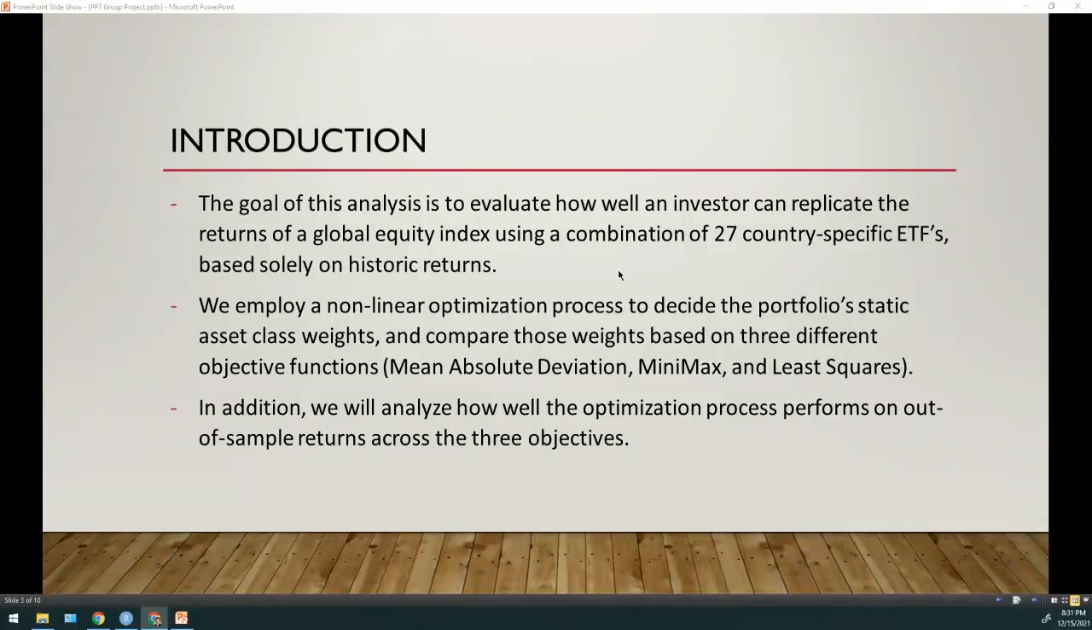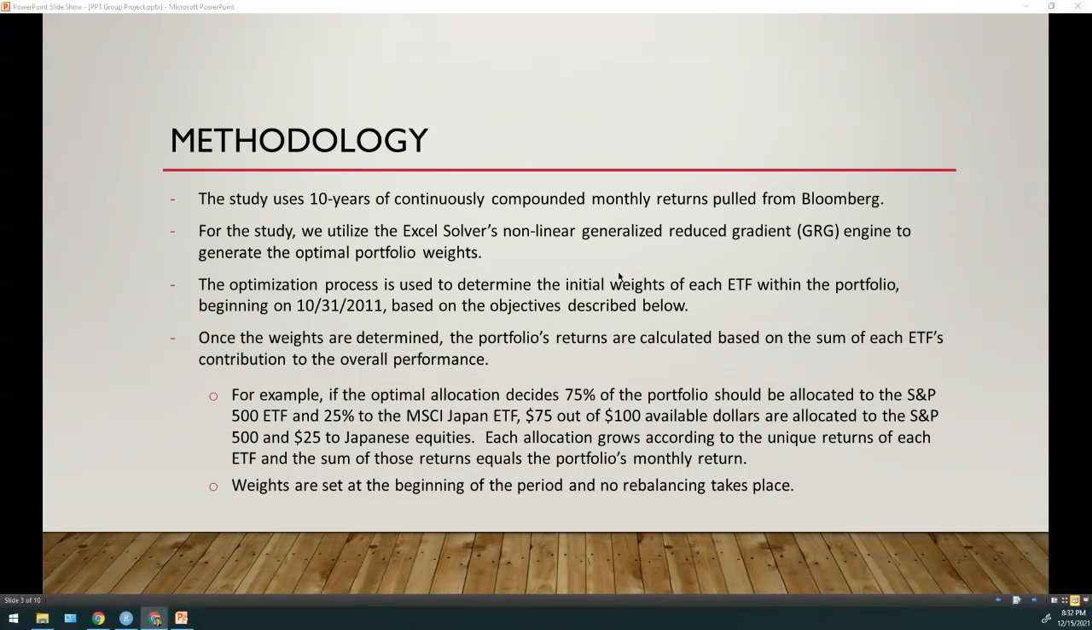We employ three different objective functions here, so we did essentially three different optimizations. The first was a mean absolute deviation. Another was a min-max problem, and then lastly, least squares. Then we rounded out the analysis by looking at how well this performs on out-of-sample returns rather than the entire sample of data that we looked at.